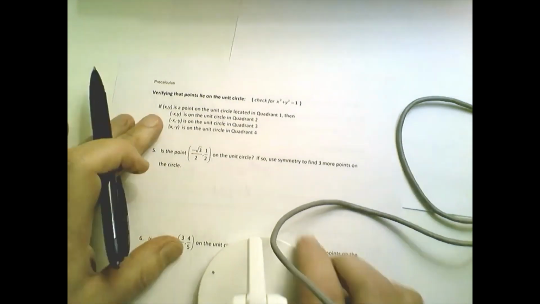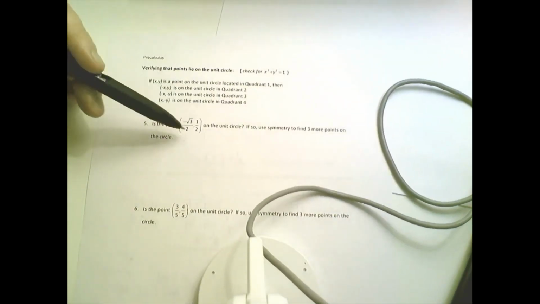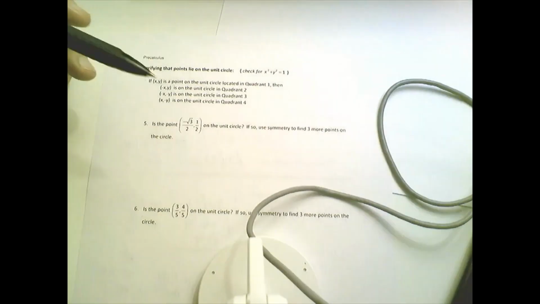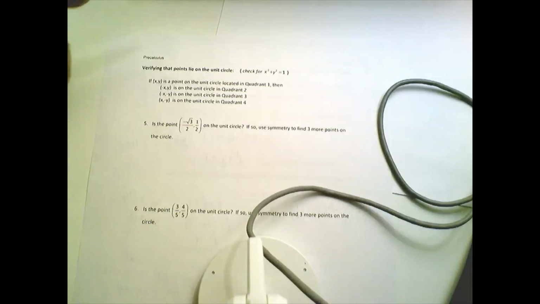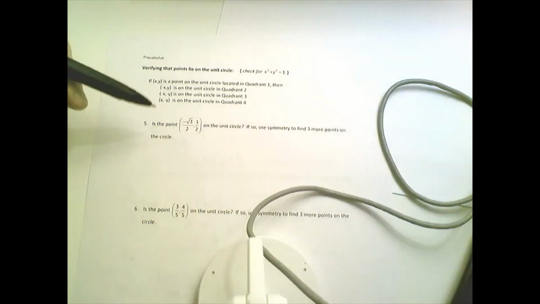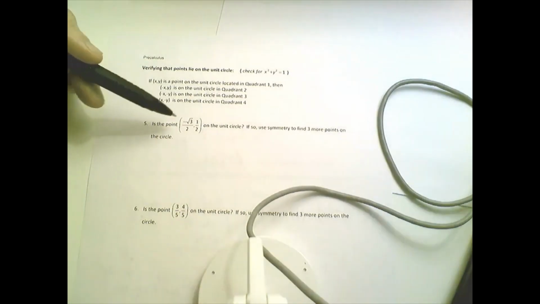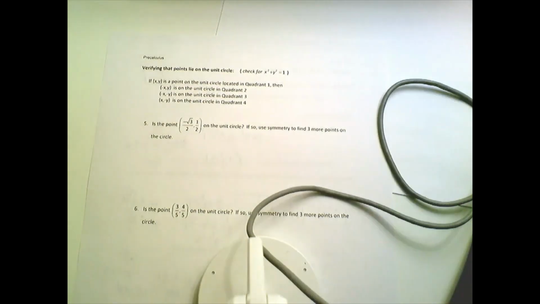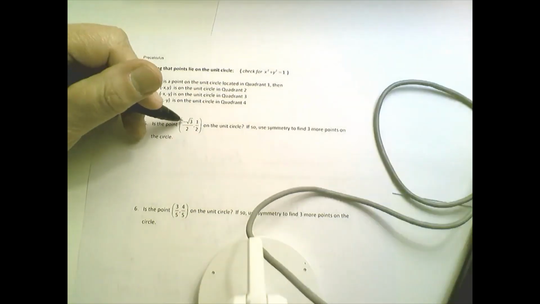So, is the point (negative square root of 3 over 2, 1/2) on the unit circle? And if so, use symmetry to find its symmetry partners, the other 3 points on the unit circle that would also work. Well, how do I know if this point's good? It needs to satisfy x squared plus y squared equals 1. Let's check this point out.